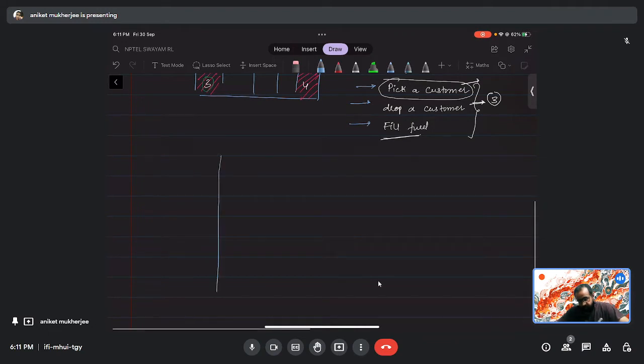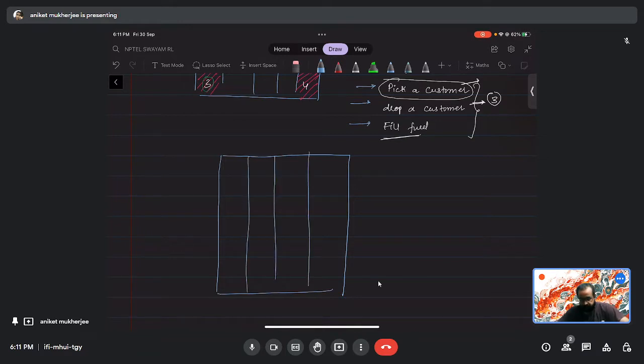One more example for hierarchical RL could be a similar problem where I have a grid world, and now I have obstacles.